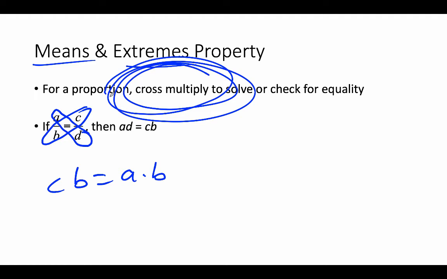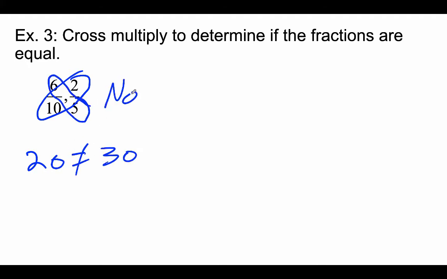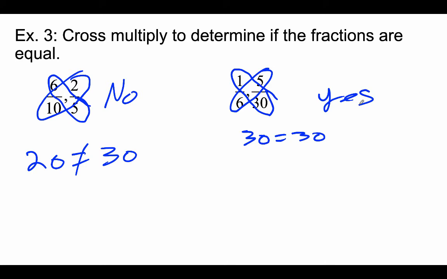It's not too late to cross multiply. We are good. Cross multiply to determine if the fractions are equal. If they are equal, then this 20 would equal this 30. Not equal. No. Next one, this 30 would equal this 30. Yes. And you know 1/6 is equal to 5/30. Boom. Cross multiply, a fast way to solve. Solving proportions, some of the most fun you can have with fractions ever.